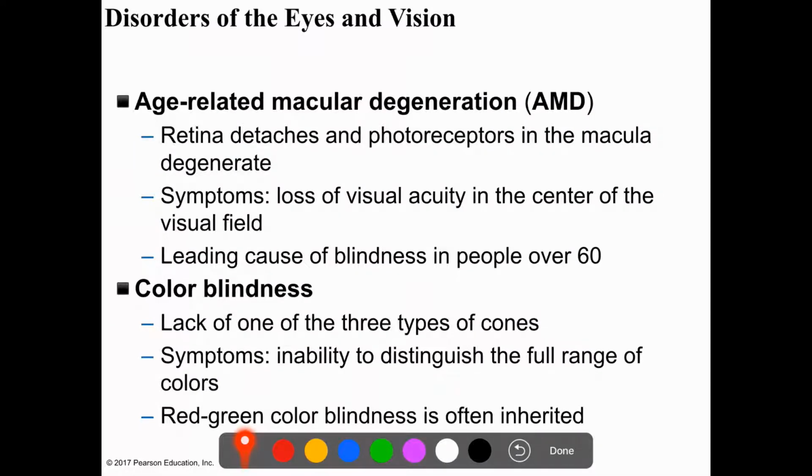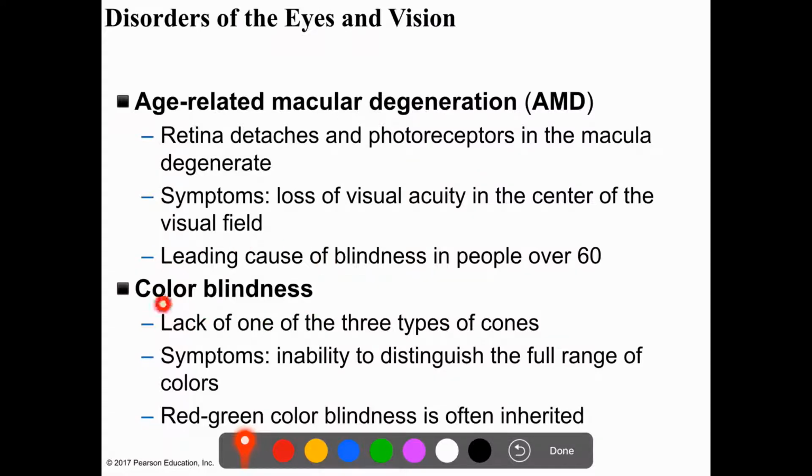Also, we have age-related macular degeneration. The retina will detach and photoreceptors in the macula will degenerate. So we will lose visual acuity, the ability to see in detail. And this is the leading cause of blindness in people over 60.